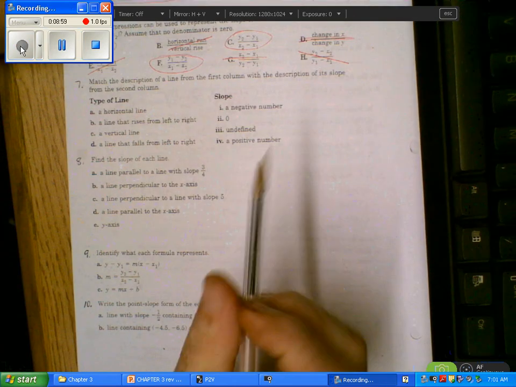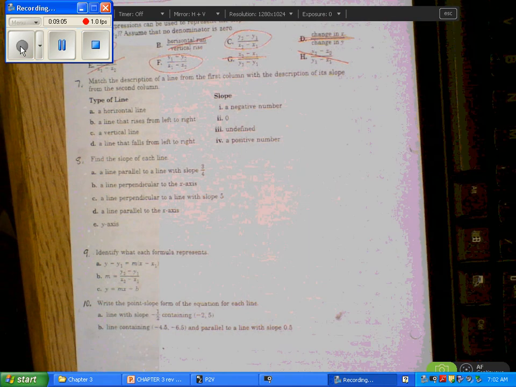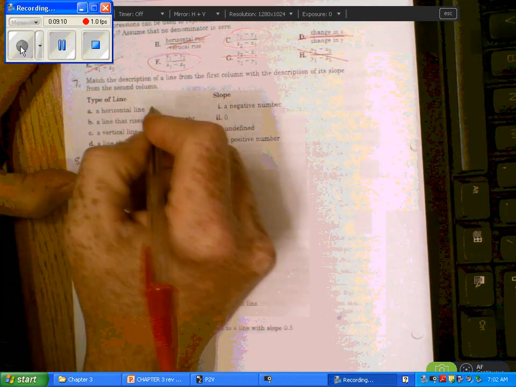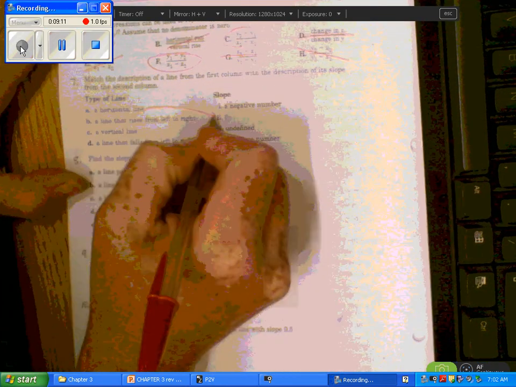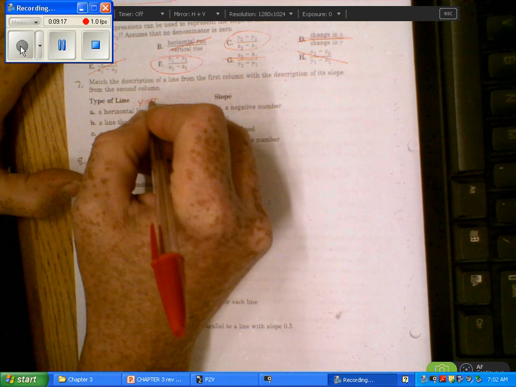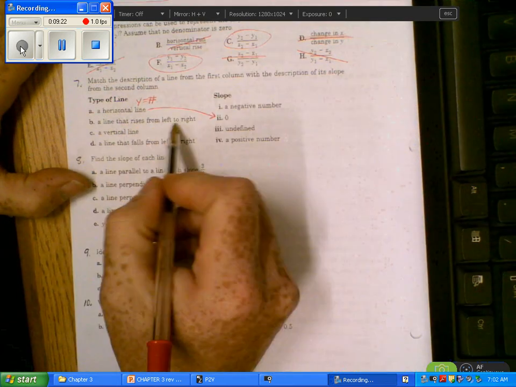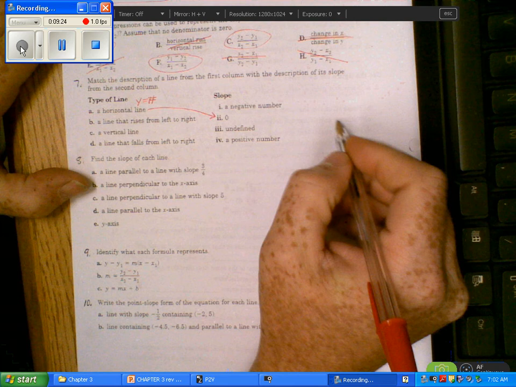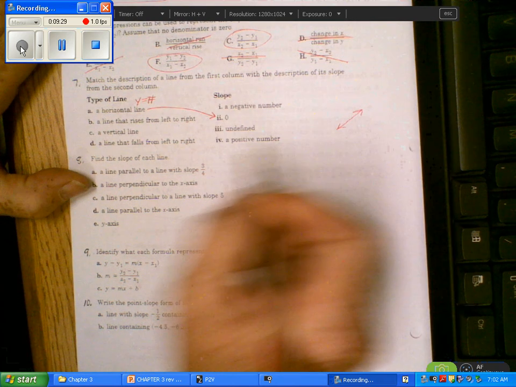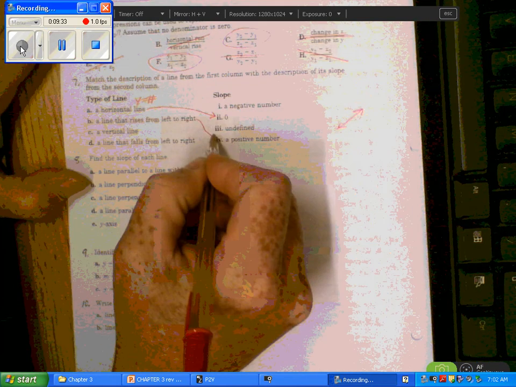Match the description of a line from the first column with the description of the slope of the second column. A horizontal line. Hopefully you remember that a horizontal line always has a slope of 0. And remember, for a horizontal line, the equation is going to just be y equals some number. A line that rises from the left to the right, so it goes up from the left to the right, is going to have a positive slope.